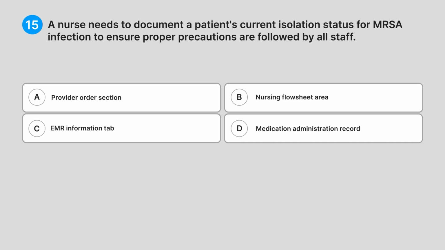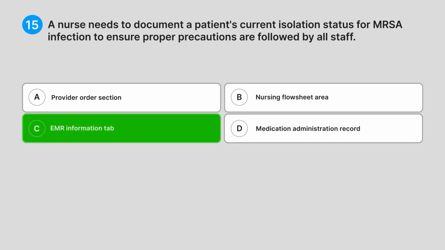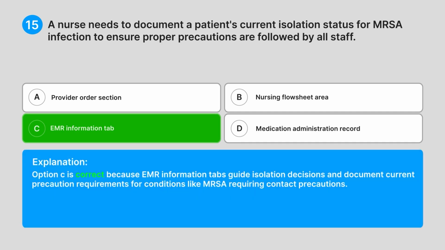Correct answer, C. EMR information tab. Explanation. Option C is correct because EMR information tabs guide isolation decisions and document current precaution requirements for conditions like MRSA requiring contact precautions.